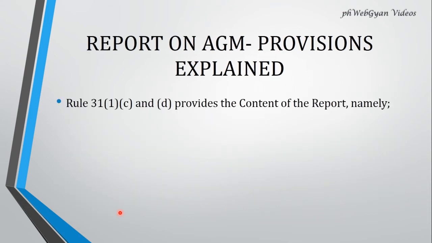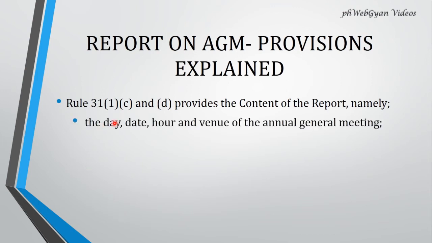Okay, so now Rule 31, Sub-Rule 1 and Clauses C and D provide the contents of the report. What does contents mean? It means what all details have to be included in this report. It is given under Rule 31, Sub-Rule 1, Clauses C and D. It says that the day, hour and venue of the AGM have to be disclosed. So the first point is the day, date, hour and venue of the AGM.